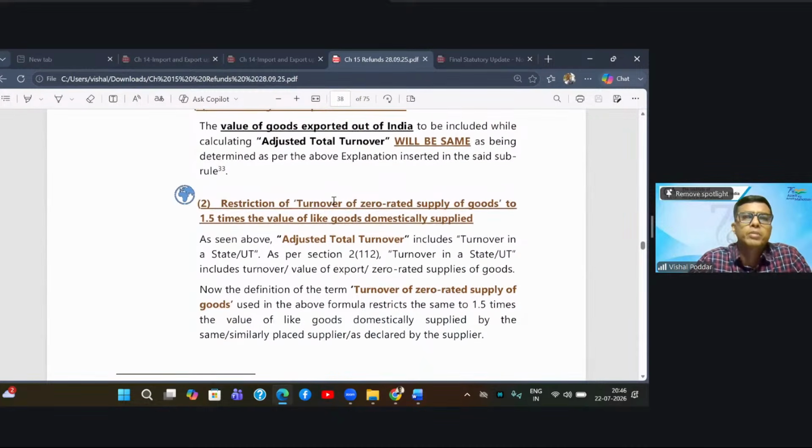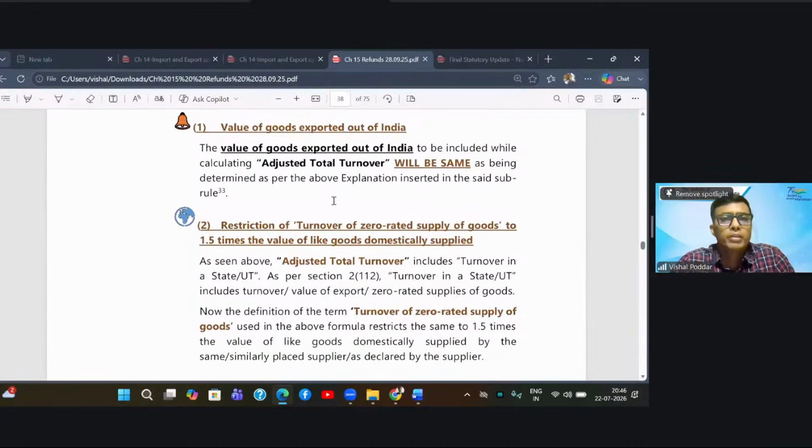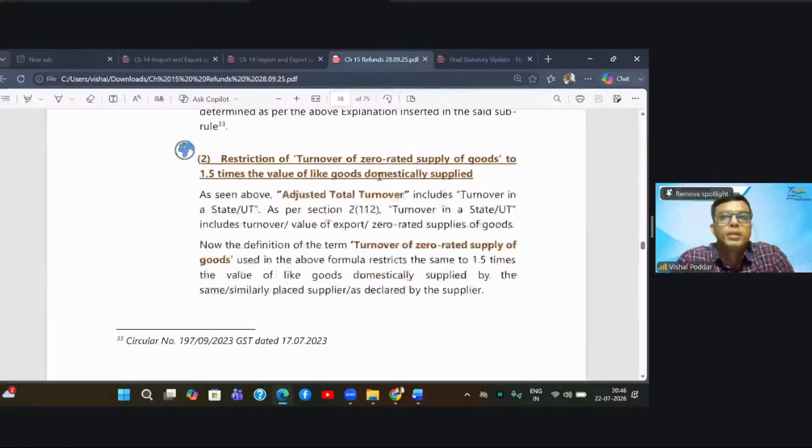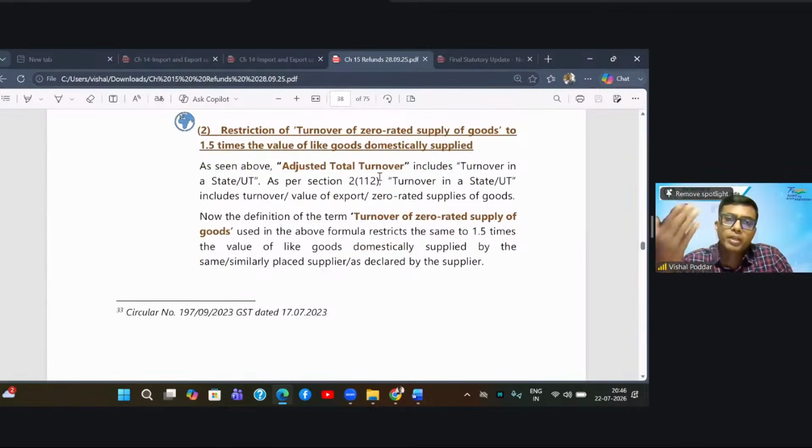So these are some specific situations where the denominator, which is the adjusted turnover, has to be calculated. So first clarification is, as we saw in the numerator, while calculating value of exported goods, we had a restriction of 1.5 times. So whatever is the restriction on the numerator, the same restriction will be applicable on the denominator. In short, in numerator, whatever value you have taken for export, the same value will be taken in the denominator. So it will not happen that in numerator you have taken a different value and denominator a different value.